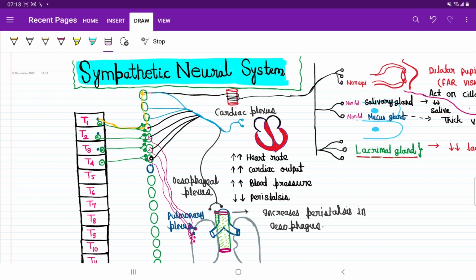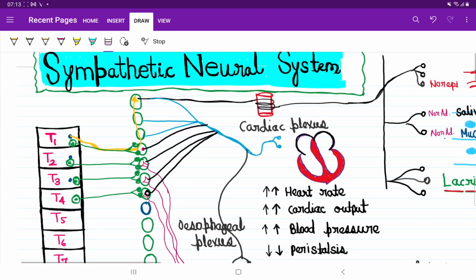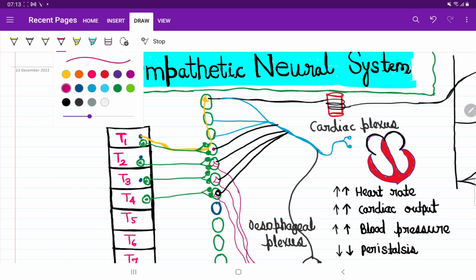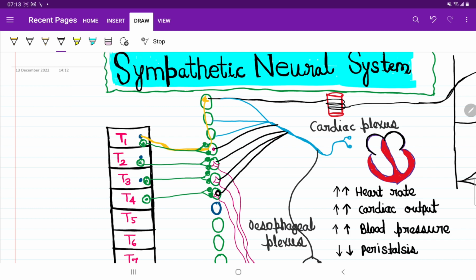Our body's neural system has two parts. One is the central neural system, another is the peripheral neural system. The central neural system includes the brain and spinal cord, and the many nerves rising from the brain and spinal cord form our peripheral neural system. The nerves that rise from our brain are called cranial nerves, and we have 12 pairs of cranial nerves and 31 pairs of spinal nerves. These cranial nerves and spinal nerves form the peripheral neural system.